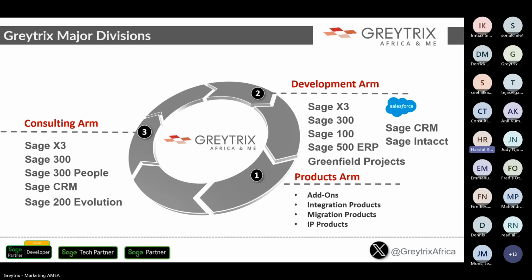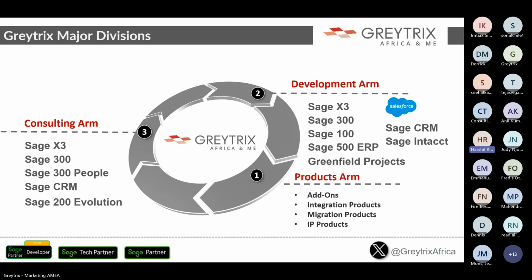Then in the development arm, we do all sorts of development on all these products listed: Sage X3, Sage 300, 100, 500. We also do some greenfield projects. And the consulting arm is where Greytrix Africa and Middle East comes into the picture. We are the reseller partner for Sage in the Africa and Middle East region.